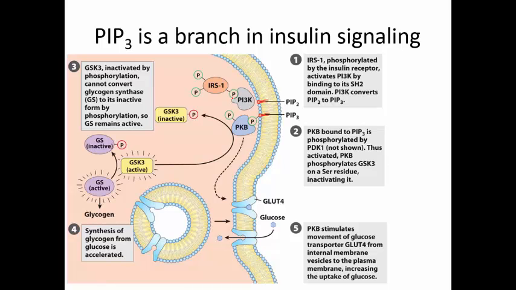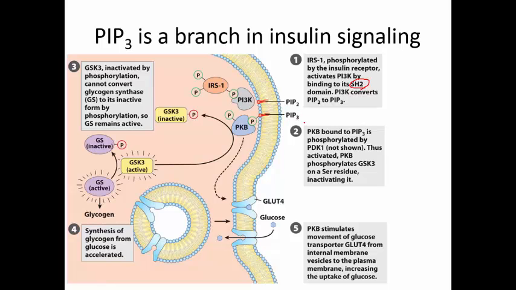Another thing it can do is it can come over here and instead bind to this PI3K, which also has an SH2 domain. Remember, the thing it bound to in the other part of the pathway also had an SH2 domain, so that's, again, modularity. And that is going to convert this PIP2 lipid in the membrane to PIP3.